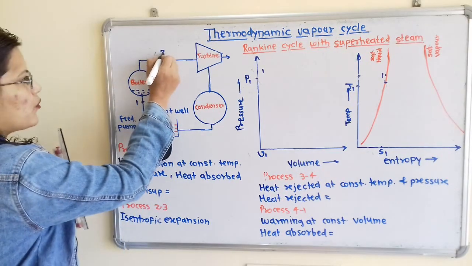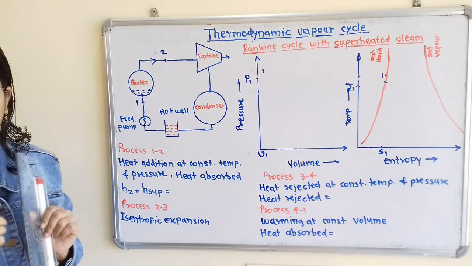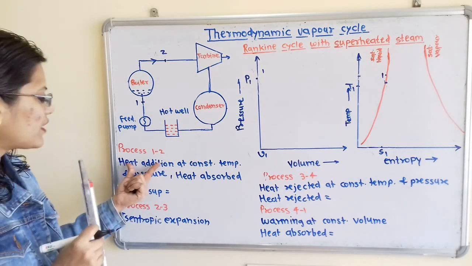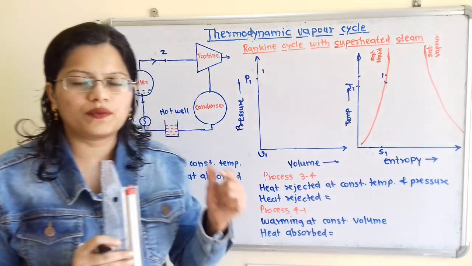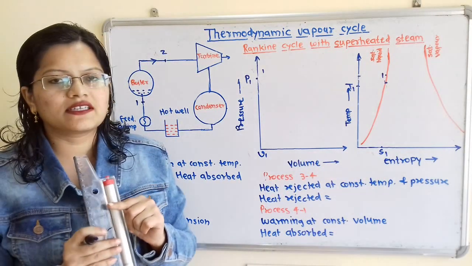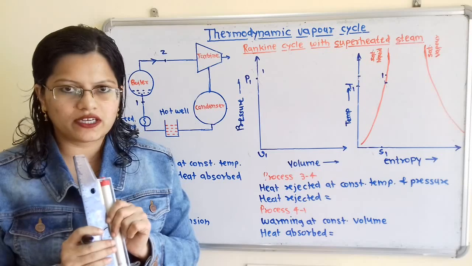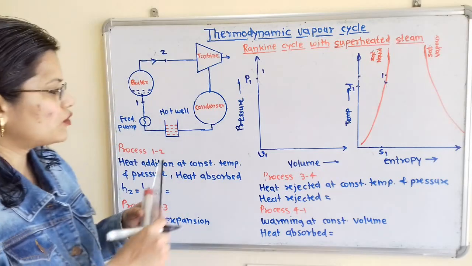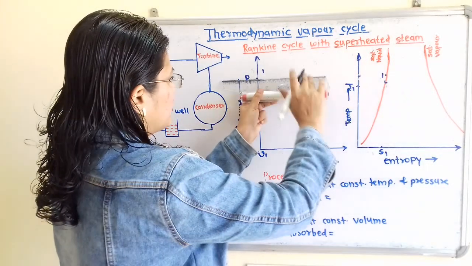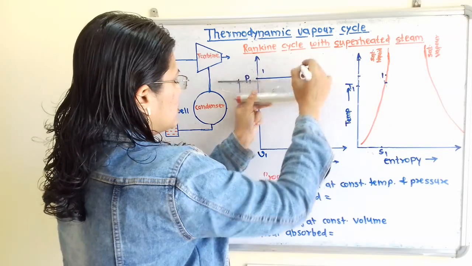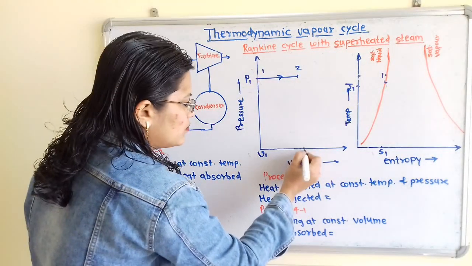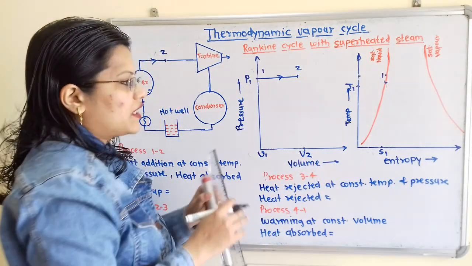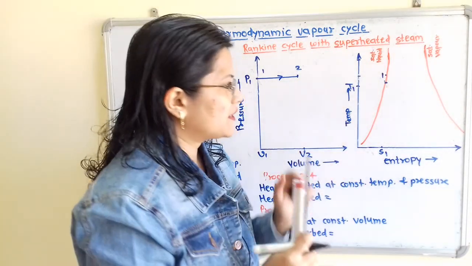So I will show here point 2. I will show the arrow also. Now what is the effect of heat addition on other parameters, that is volume and entropy? Its volume is getting increased as well as entropy is also getting increased. Now we will show here the process 1 to 2. With pressure remaining constant, here will be point 2, here will be pressure P2. Then what about temperature and entropy?